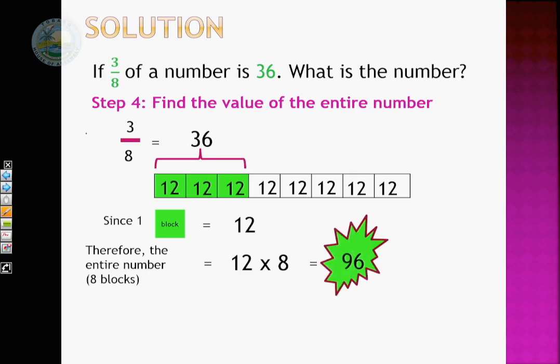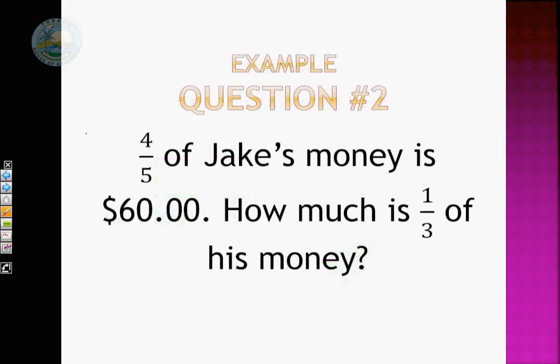So our entire number is 96. So now we're going to take it up a notch, with a little extra pieces added onto this question. So it reads, 4/5 of Jake's money is $60. How much is a third of his money?